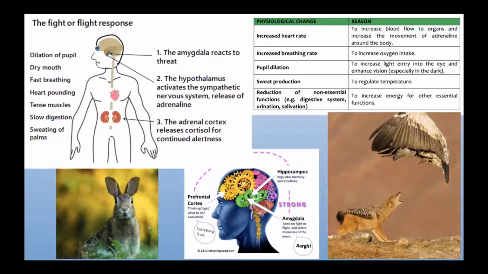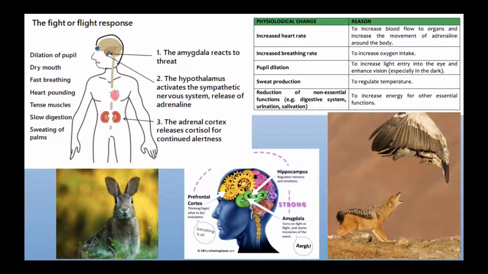So those hormones actually increase your heart rate, and that increased heart rate increases blood flow. That way you can run if you need to. It increases your breathing, which also increases your oxygen intake. Your pupils will dilate. That way you can see better. You'll start to sweat. You might get goosebumps. And then blood will be increased to your major muscles.